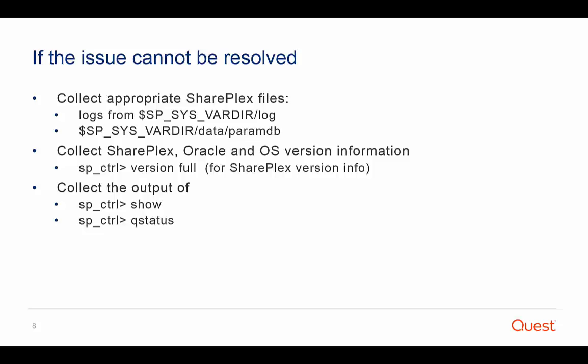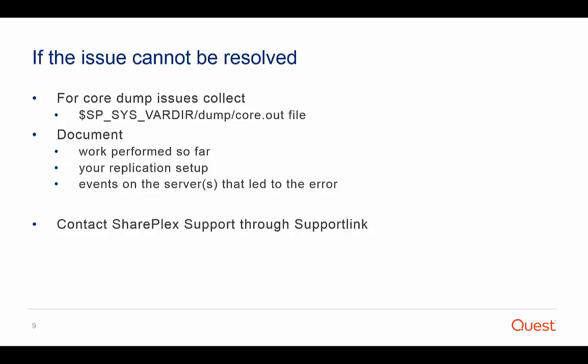In this case, collect appropriate SharePlex files from the log directory and also the paramdb file from the data directory. Collect SharePlex, Oracle, and OS version information. You can use version full command in SP control to get the SharePlex version. If a process is core dumping, then collect the core.out file from var dump directory. This is a small text file, not the large binary file.